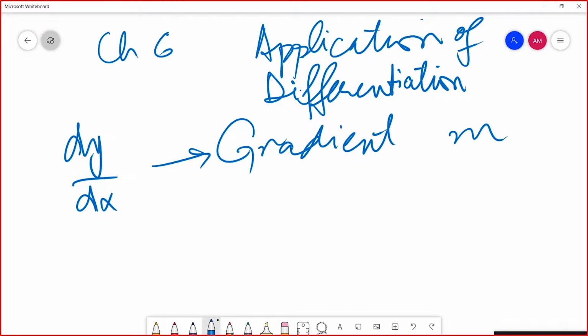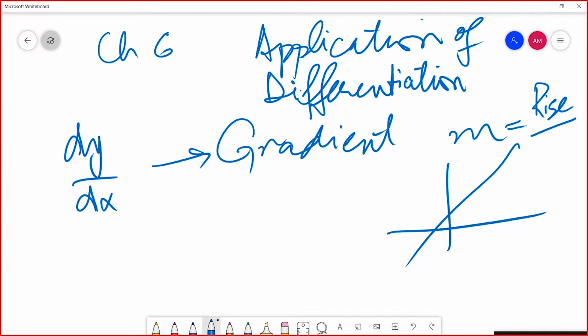And we also say, if it is a linear graph, linear graph means like this. So what does this gradient mean? The gradient is rise over run. One way of saying it is rise over run, and the rate at which it changes. Very nice, it's the rate at which it changes.